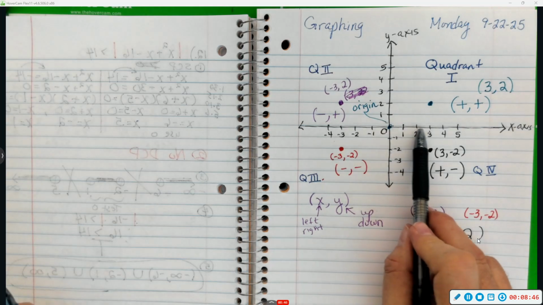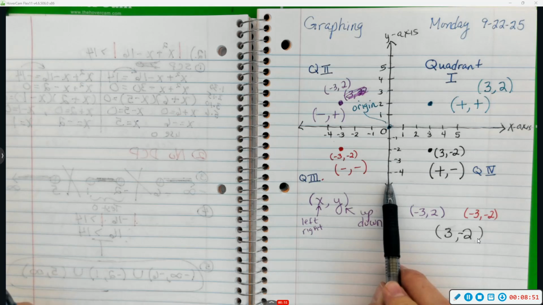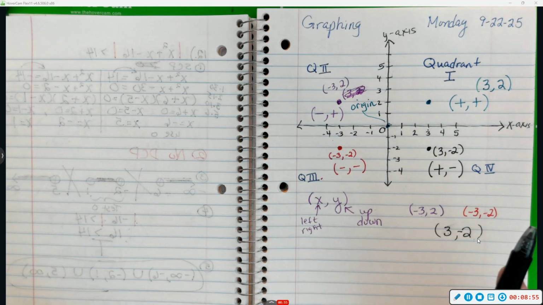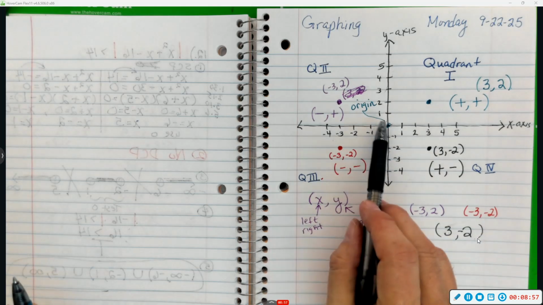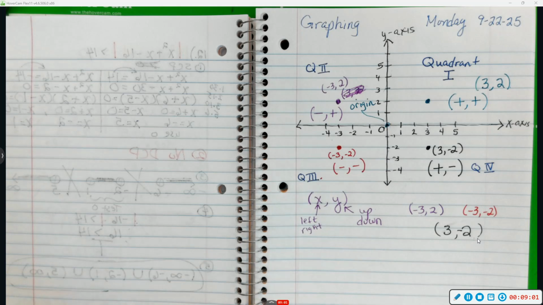If you know that the x's are positive and the y's are negative, then there's no memorizing involved, okay? Like right here, x's are negative, y's are negative. Should you just sit there and memorize it? I don't think you have to, okay?